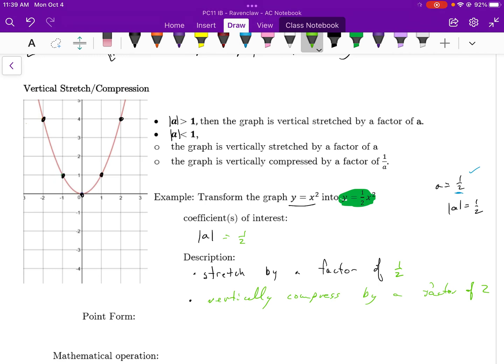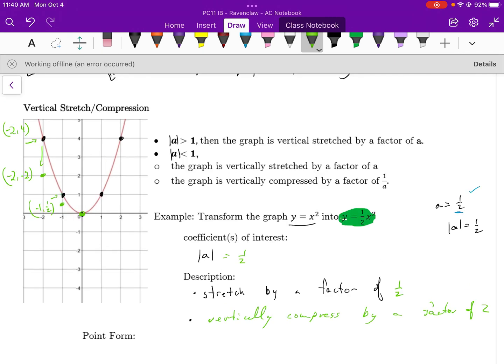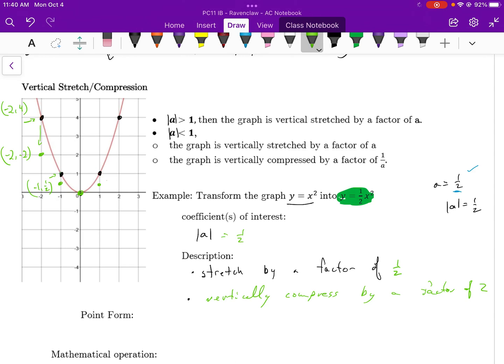So I'm just going to take this point right here, and this point here is -2, 4. If I vertically stretch this by a factor of 1/2, it becomes -2, 2. That point is compressed by a factor of 2. That's another way of saying it. -1, 1 turns into -1, 1/2. 0, 0 remains at 0, 0. 1, 1 turns into 1, 1/2. And 2, 4 becomes 2, 2.